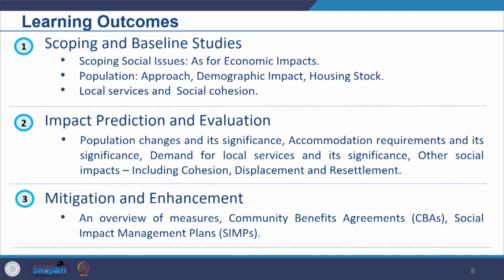The expected learning outcome is that you should be able to identify the key purpose of scoping while dealing with socioeconomic impact assessments, identify the key elements you might have to deal with, and the different approaches you might adopt. Likewise, you should be able to identify different elements of impact prediction and different tools and methods of evaluation. And you should be able to review the different mitigation and enhancement measures available to you, and also discuss and define community benefit agreements and social impact management plans.